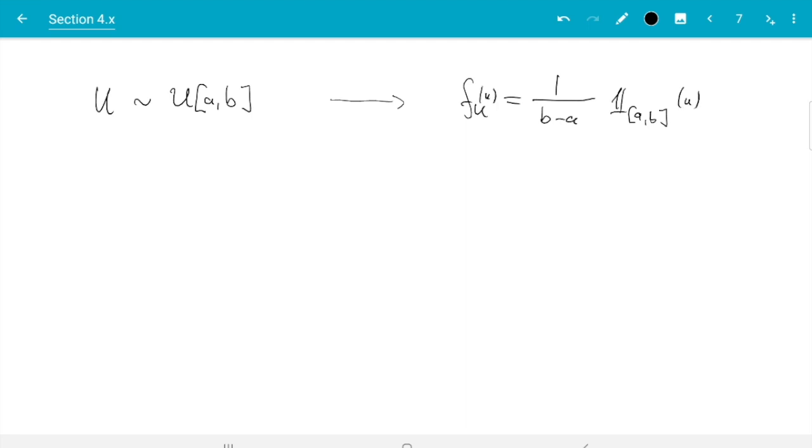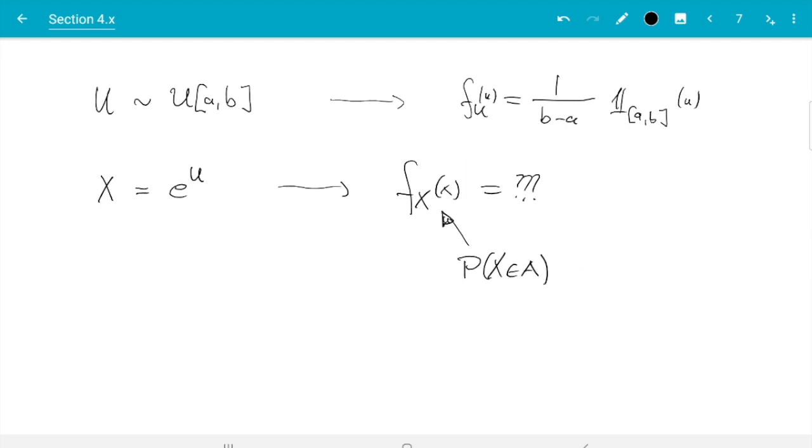And now we also know what x is. x is e to the u. And what we need to work out is what is the density of x. And that is not hard. Namely, we know the density is the function such that the probability of x being in A equals the integral over A of f_X(x) dx. That's how densities work. So we just need to work out a probability like that and write it as an integral.